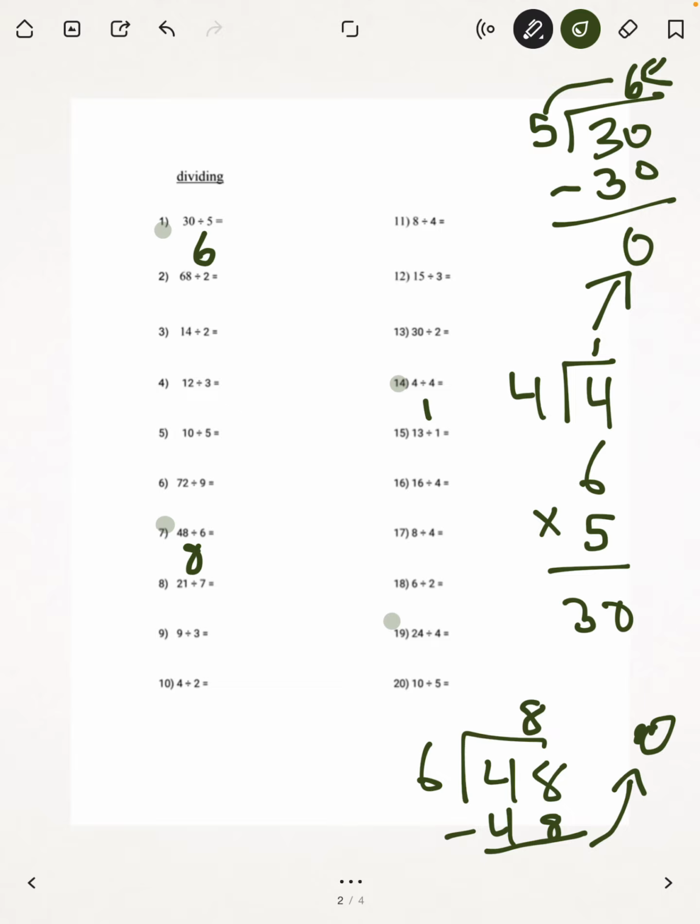Okay, 24 divided by 4. 4 goes into 24 6 times. Multiply it, subtract it, 0, 6. So 6 times 4 equals 24.